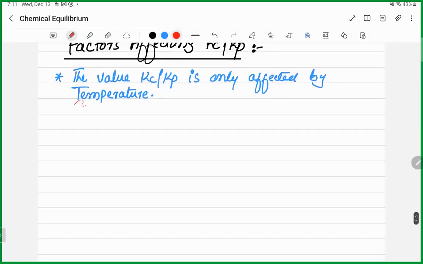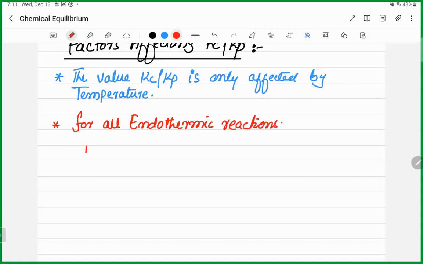Okay, and one more thing, for all endothermic reactions, Kc or Kp increases as the endothermic reaction requires high temperature. So Kc, Kp increases as temperature increases.